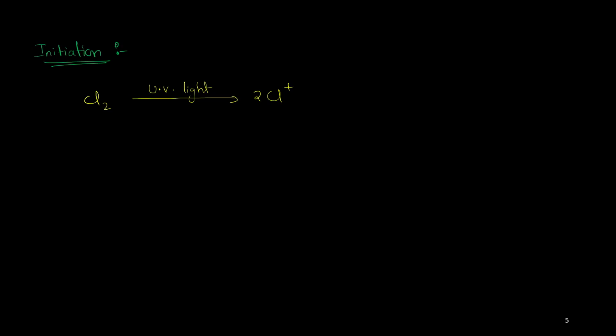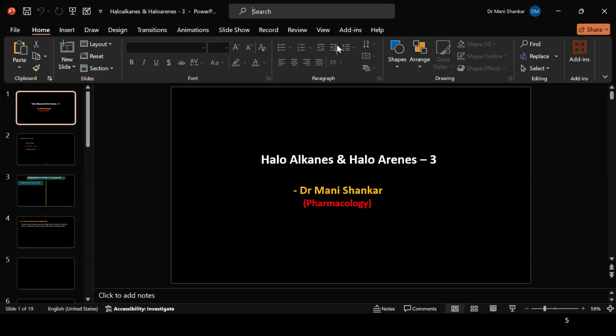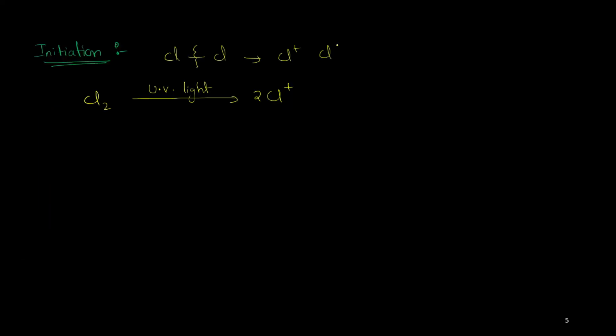So what we are doing in the initiation is taking the halogen molecule and exposing it to heat or light, usually ultraviolet light, and we are breaking the bond between the chlorine molecule. We are turning this into Cl plus and Cl plus. Understood? So you are getting 2 chlorine ions, or you can say 2 chlorine radicals.